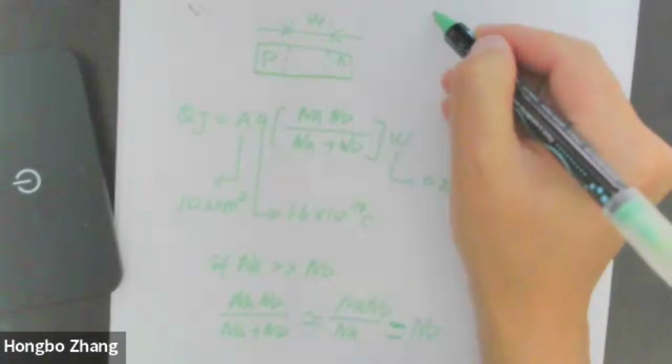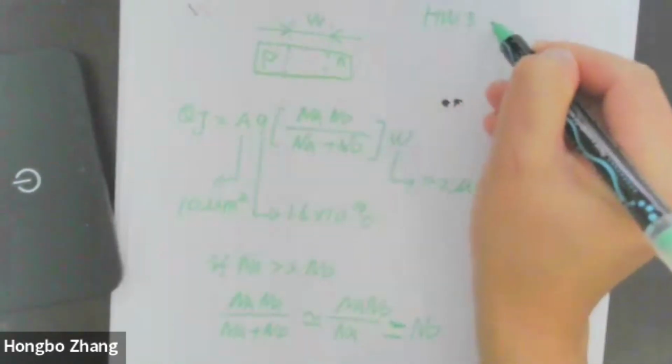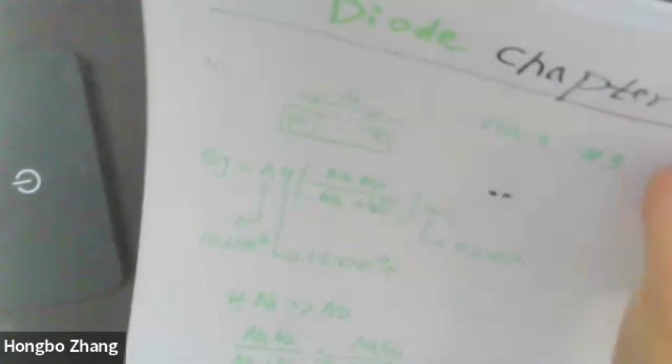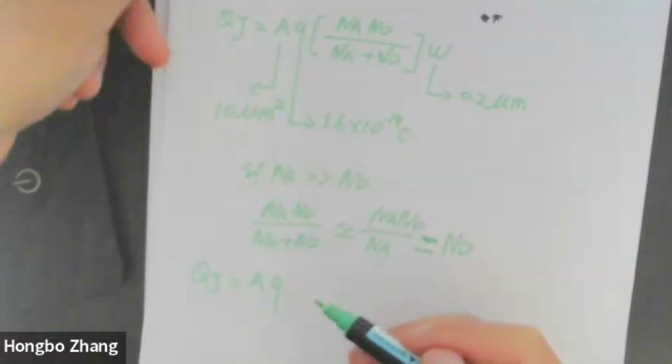Right. This is a question from Homework 3, number 3. You can see here, right? Can you see this one here? Yes. So students can probably benefit from knowing this. Okay. All right. So now this equation becomes QG equals AQ multiplied by what? Multiplied by just ND and then multiplied by W, right?